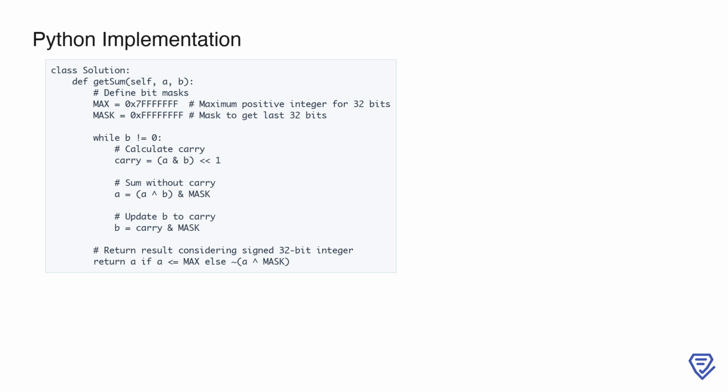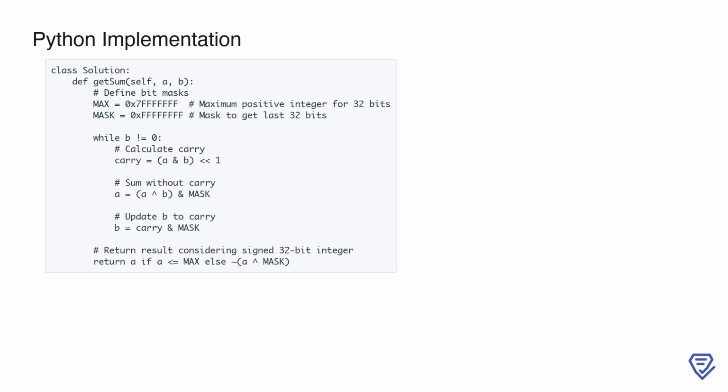2. Iterative addition using bitwise operators. While b, representing the carry, is not 0, the algorithm continues to calculate the sum. Carry calculation: carry equals (a AND b) << 1. The bitwise AND, a AND b, identifies which bits would produce a carry, and the left shift by 1 moves the carry to the correct bit position for the next calculation. Sum without carry: a equals (a XOR b) AND mask. The XOR operation, a XOR b, performs addition without carrying, while the mask limits the result to 32 bits. Update the carry: b equals carry AND mask. The carry is masked to ensure it remains within 32 bits.